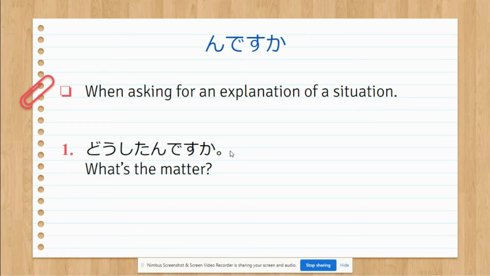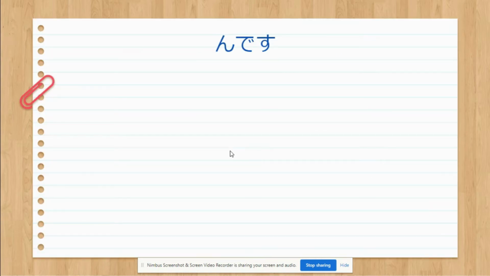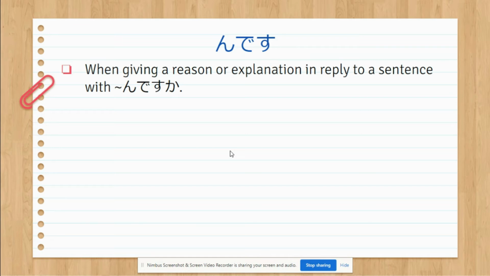Now let's proceed to en desu. You have to remember en desu ka is a form of a question because of the ka at the end of it. Now we have en desu, which is a statement. We use it to answer or just simply give a statement. First, when giving a reason or explanation in reply to a sentence with en desu ka.